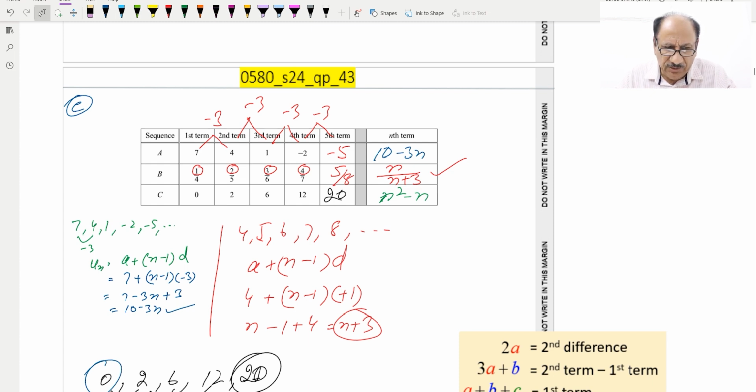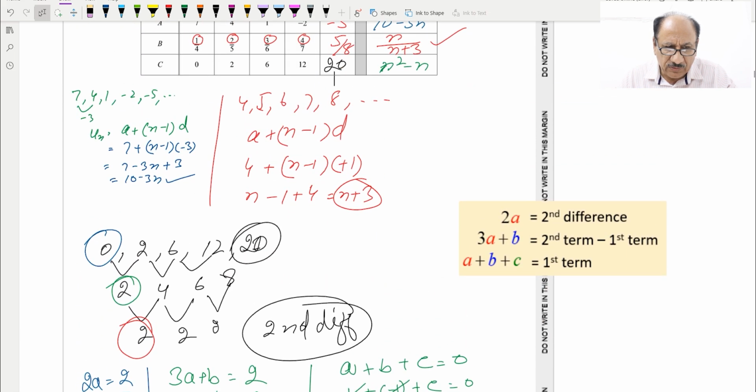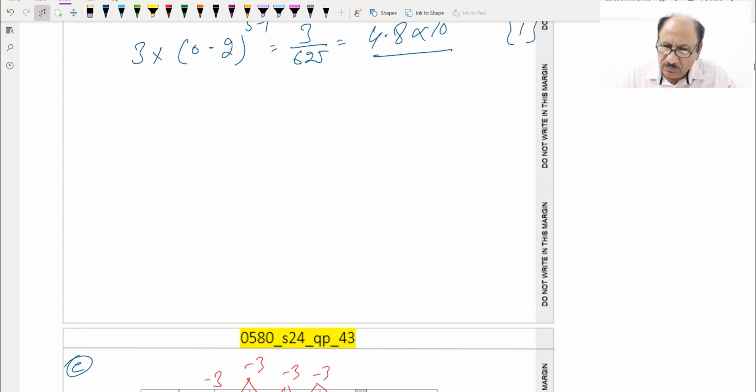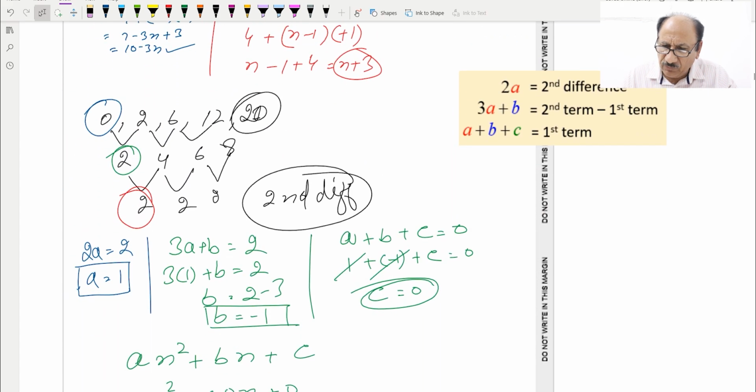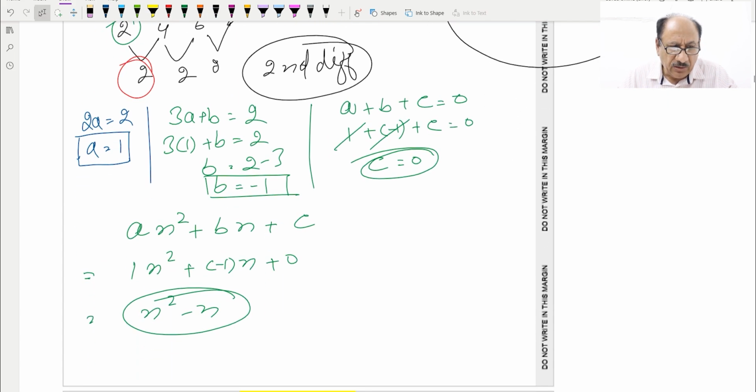This question is complete, and keep in mind that this was a difficult question. The last part was difficult. It was like a 7-8 mark question. So which we have done, and we will have to practice this and memorize this. 2a is the second difference, 3a plus b is the first difference, and a plus b plus c is the first term, and we will be able to solve the quadratic sequences.